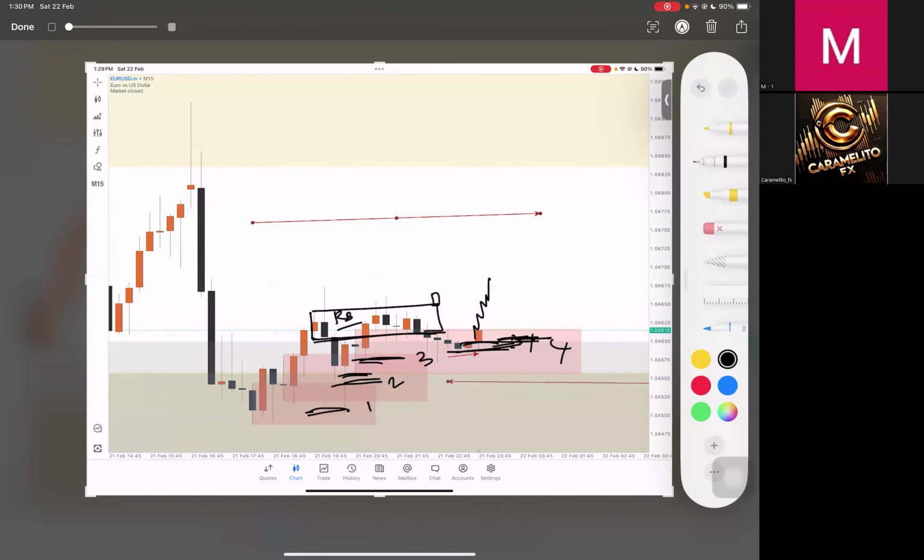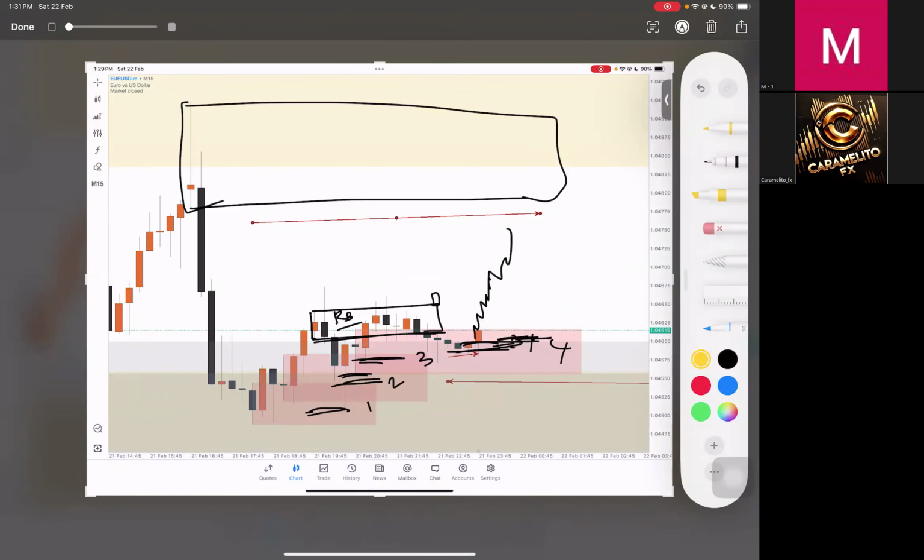Why I say perfect? Because the next target will be where? Here. Yes, perfect. If price can break through everything, the next target will be this one. So you can make this one your TP, or you can make this one your exit, no problem. That's how we want to precise entry from higher time frame to the lower time frame.